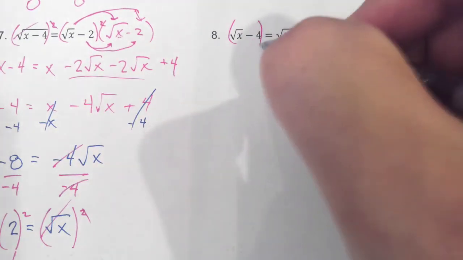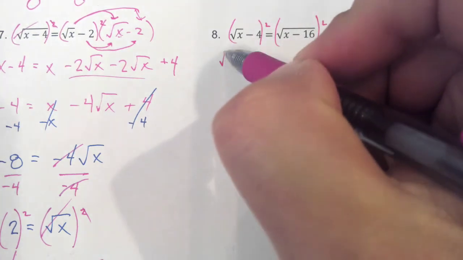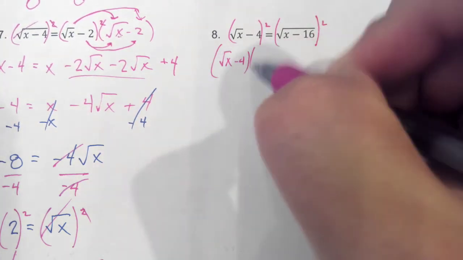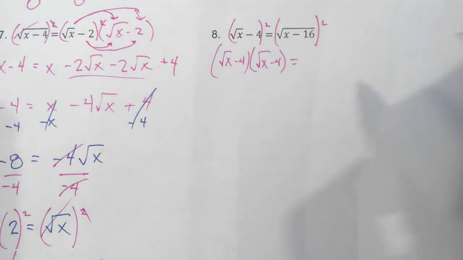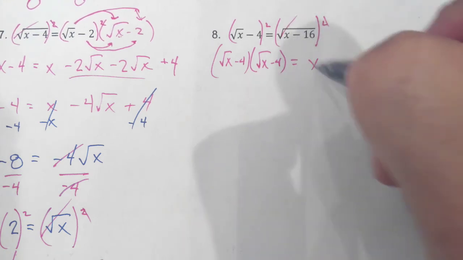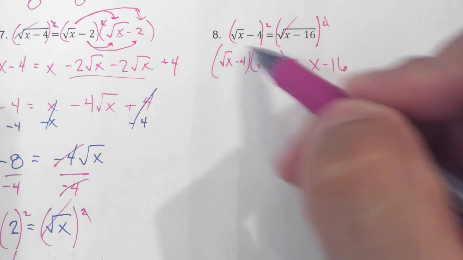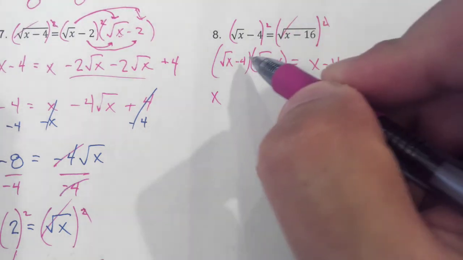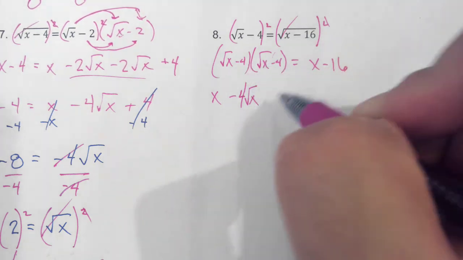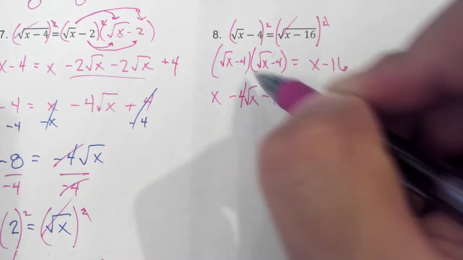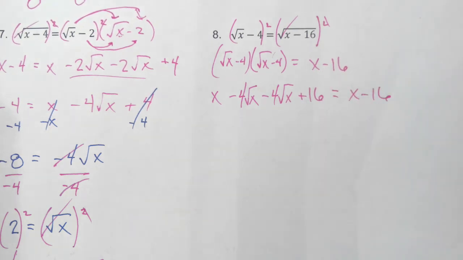All right, you should have squared both sides. On the left side, that means the square root of x minus 4 times the square root of x minus 4. That one has to be FOILed. On the right side, the square and the square root cancel, giving you x minus 16. That one's nice and easy. Okay, distribute over here. The square root of x times the square root of x is x. The square root of x times negative 4 is negative 4 square roots of x. Same thing in the middle there. And then negative 4 times negative 4 is positive 16. It still equals x minus 16.